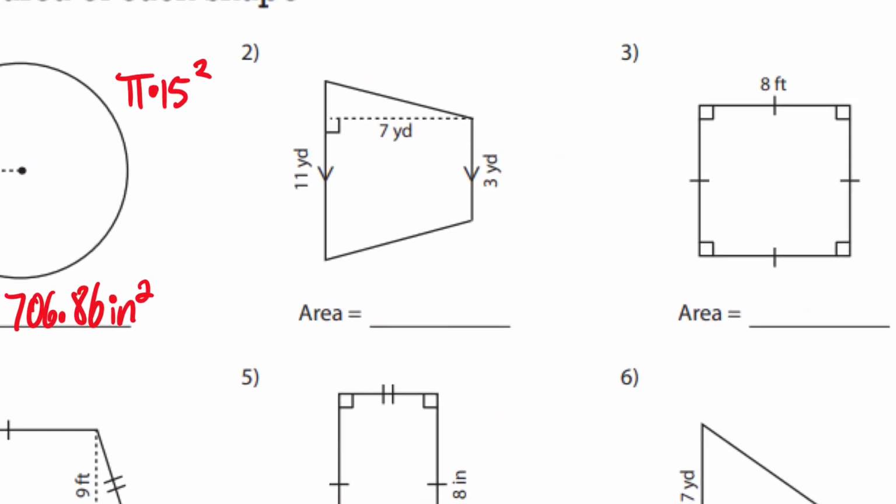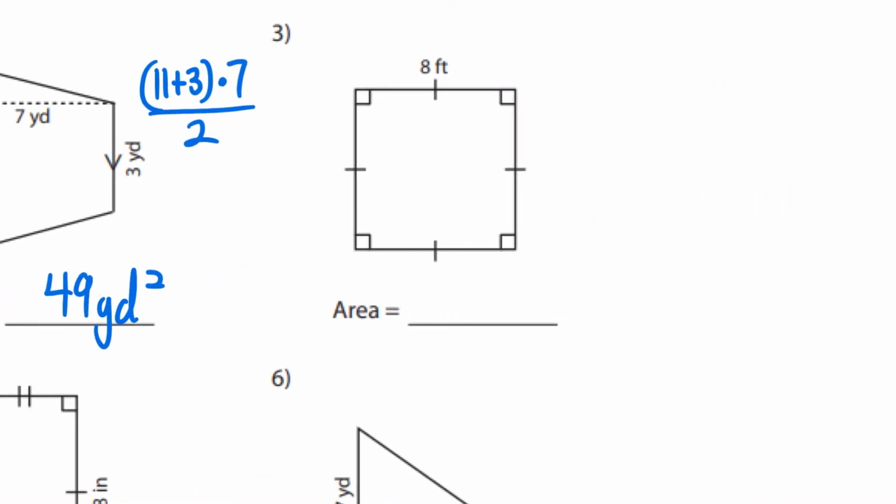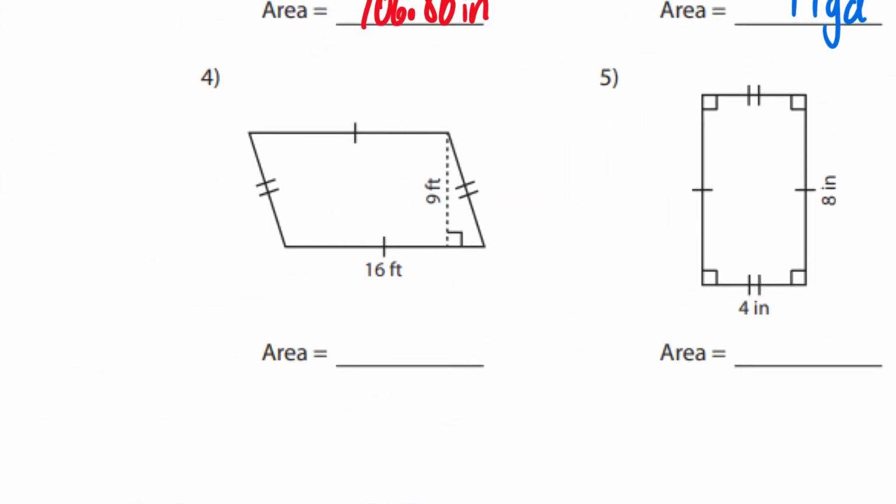Okay, area of a trapezoid is base 1 plus base 2 times the height divided by 2. So what does that give you? It gives you 49 square yards. Okay, area of a square. What's the area of the square? 8 times width, 8 times 8 is going to give you 64.